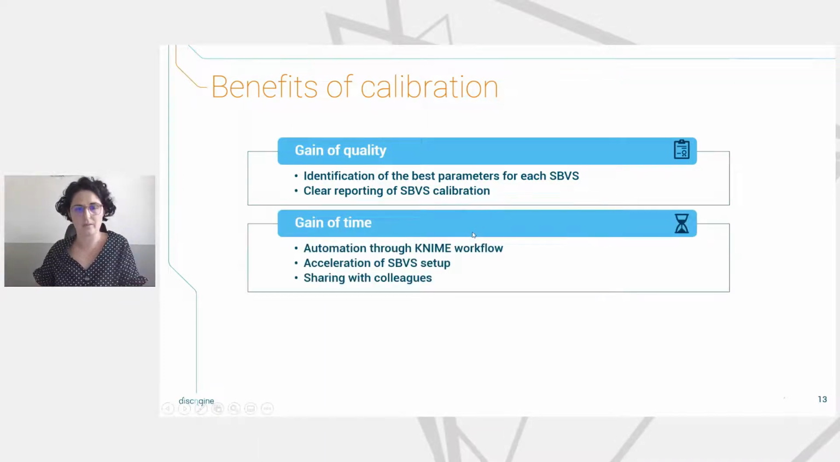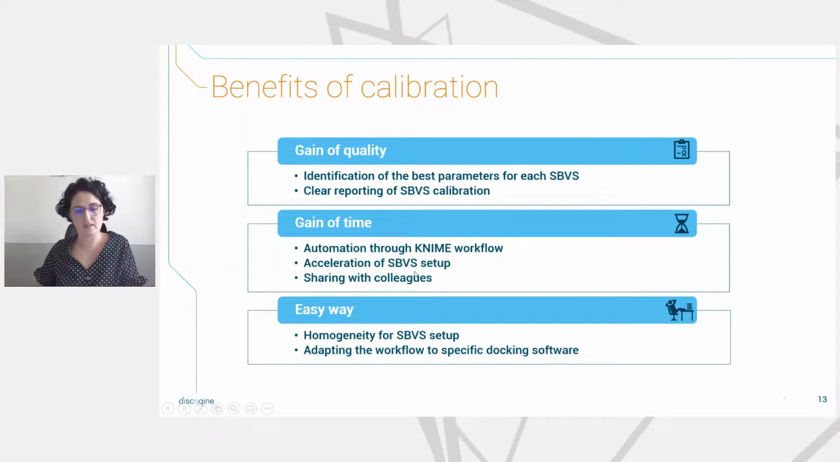You will gain a lot of time, because all the steps are automated through the Knime workflow, and it will be easy to share with your colleagues. And to finish, this workflow is really an easy way to homogenize your setup and to adapt it to your preferred docking software.